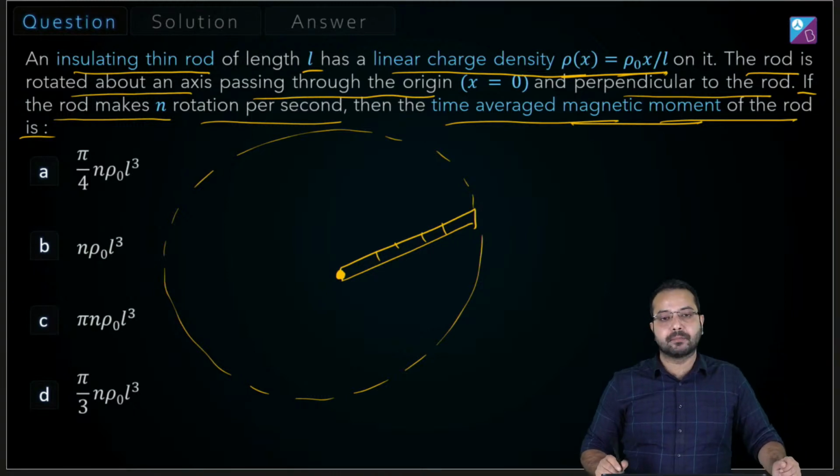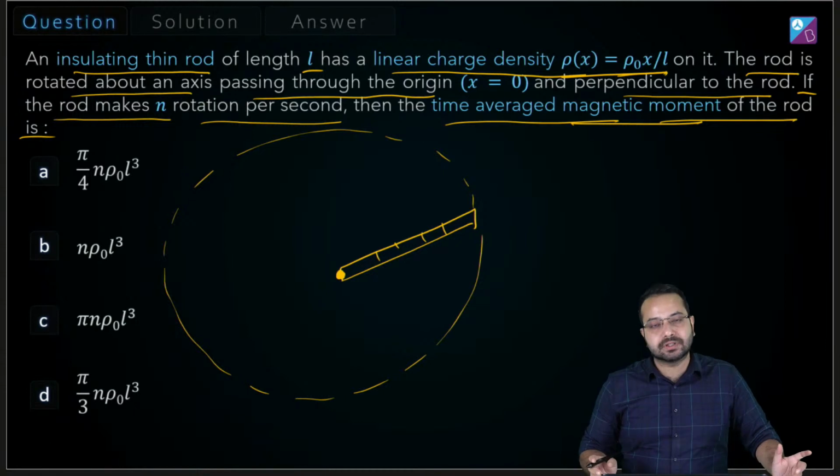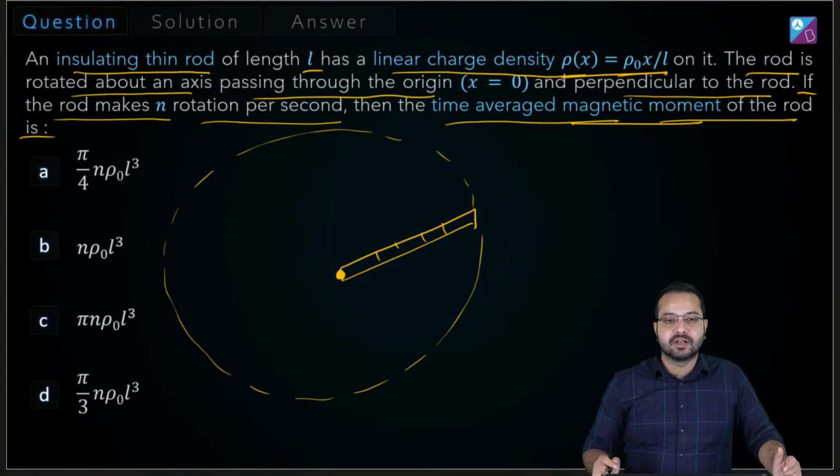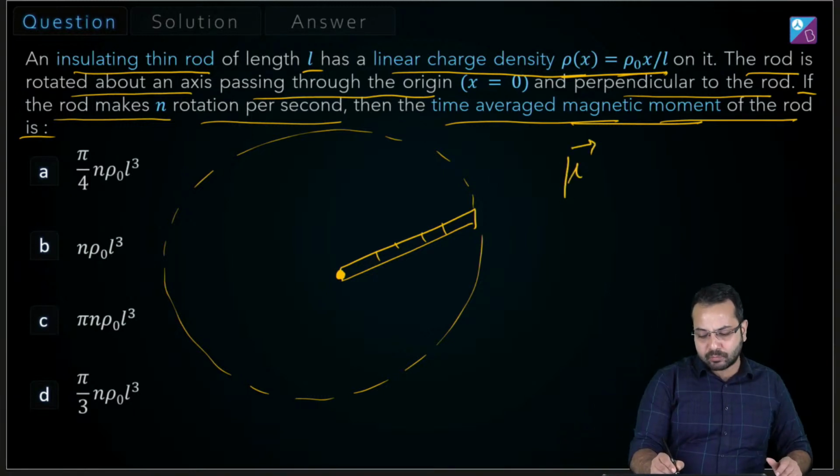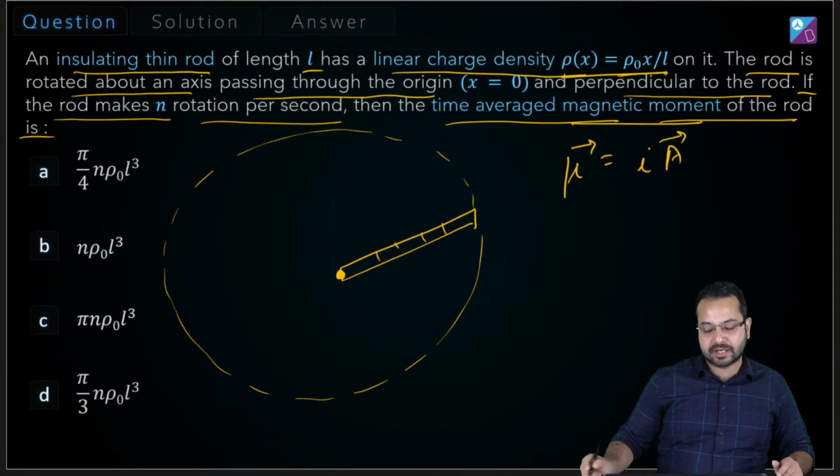How do we define magnetic moment? Unless we know that, how do we proceed with this question? Current into area. Okay, close enough. So magnetic moment is a vector quantity and it is given by I into area vector.